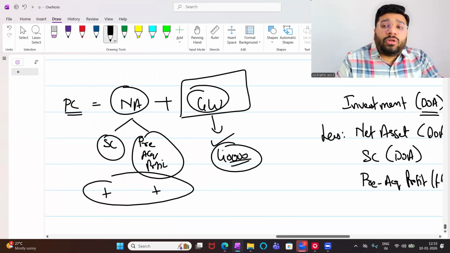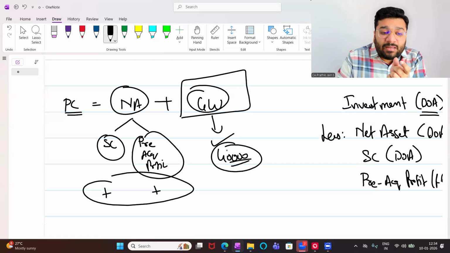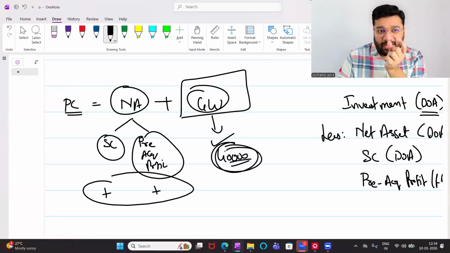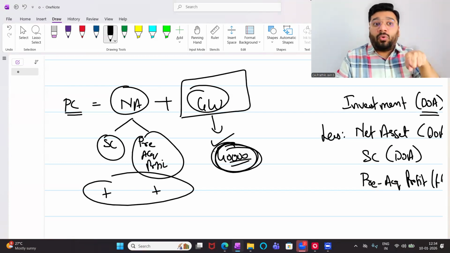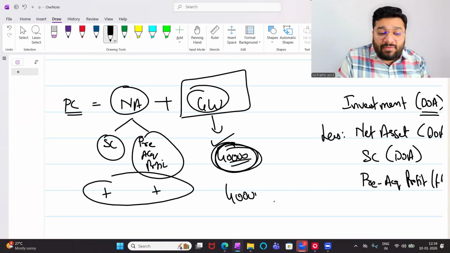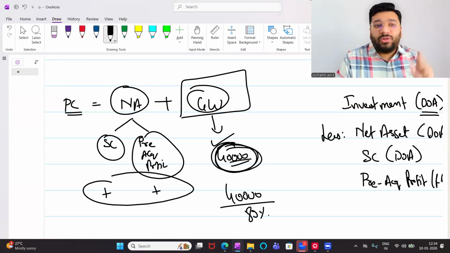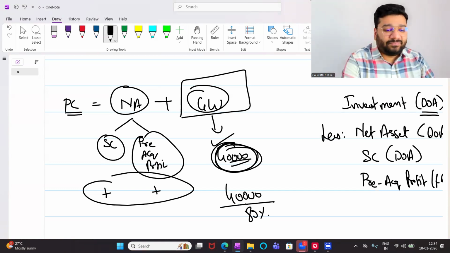So the goodwill here is 40,000. Is it the total goodwill of S Limited, or is it to the extent of 80% of X's share? 80%. So this is the proportionate goodwill to the extent of X's share. If I want to know the total goodwill of the entire business, what will I do? 40,000 divided by 80%, you'll get the total goodwill of the entire business. Okay, not okay?